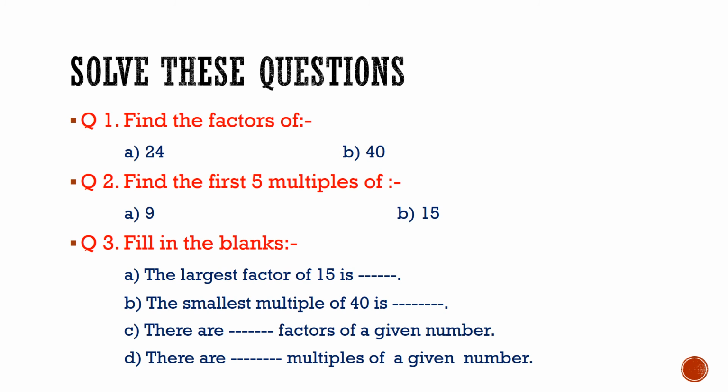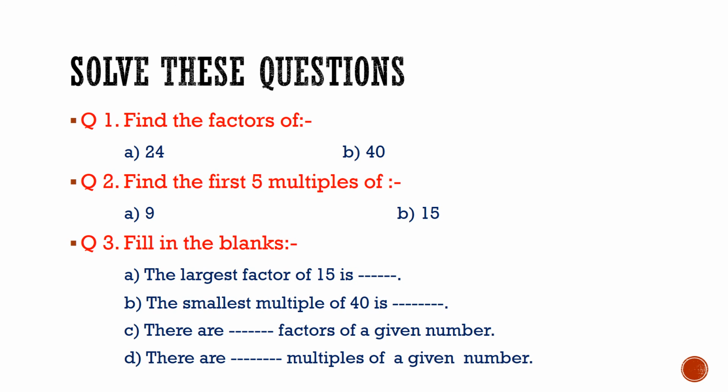Now try to solve these questions. Question number 1 is find the factors of 24 and 40. You can write similarly as we have written the factors of 12. You can just see what two numbers are multiplied to get 24, and you can write one number on one side, the other number on the other side, and keep on getting the factors of 24. Similarly, you find the factors of 40.